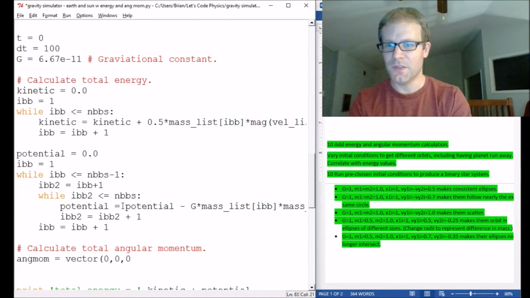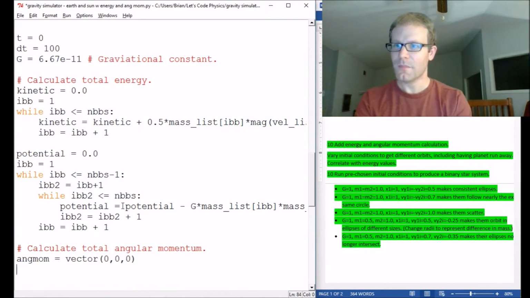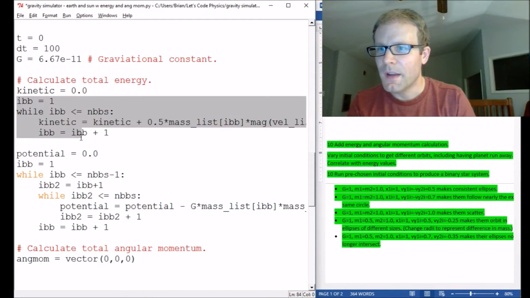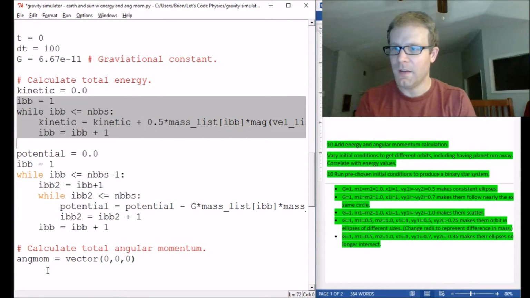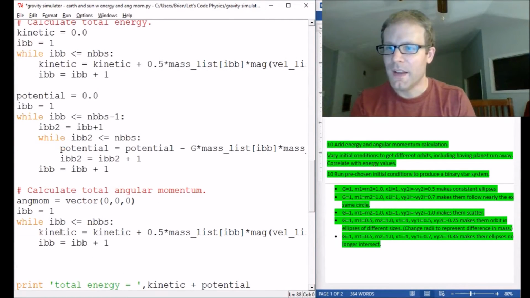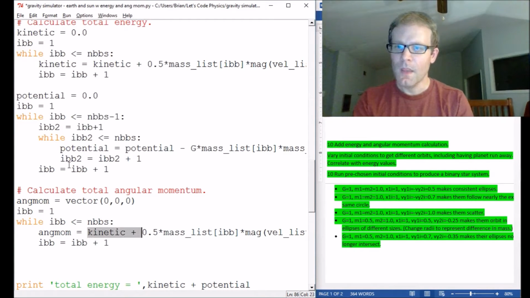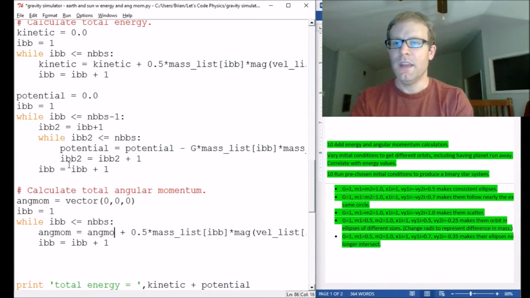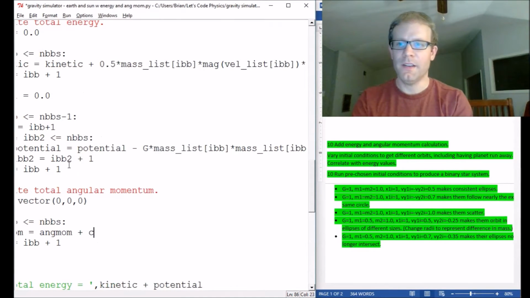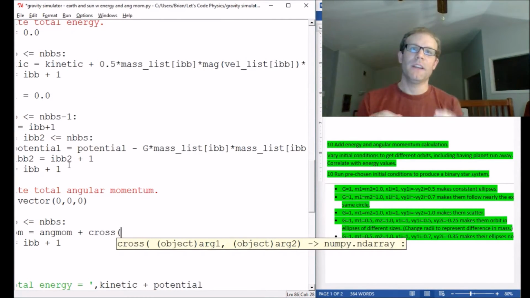Now this thing is a vector, so I need to set it up as a vector. And then we can just repeat the same kind of structure here. In fact, why don't we just copy and paste this. Well, instead of modifying the kinetic energy, I'm going to modify the angular momentum. The way angular momentum works is that it's the cross product of an object's position with its momentum.